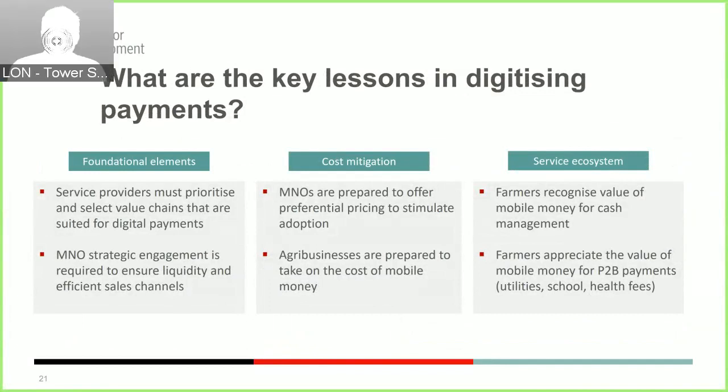So here what we've seen so far is that farmers recognize the value of mobile money for cash management, which is to say essentially saving money. Credit, clearly, is obviously a key need for farmers in general. Our insights from farmers enrolled in digitization initiatives show that they appreciate the prospect of storing cash securely in a mobile money account. Therefore, the mobile money wallet becomes a saving tool as opposed to storing real cash at home.